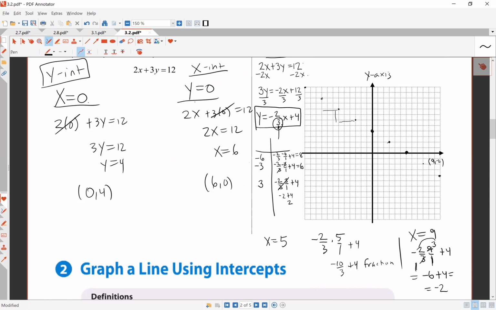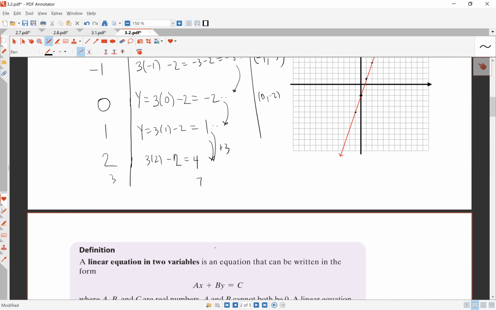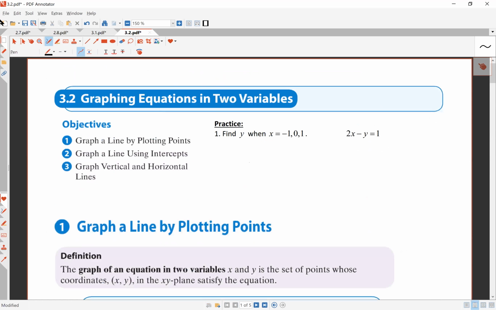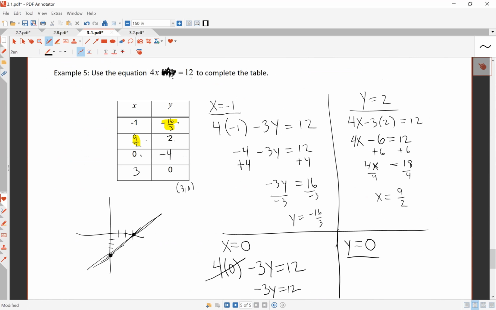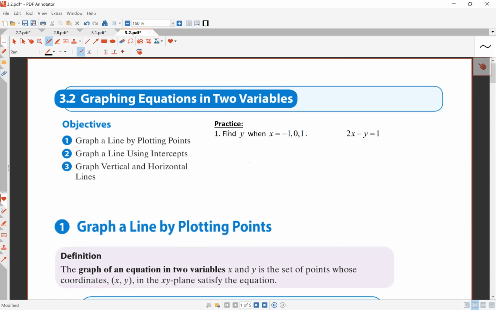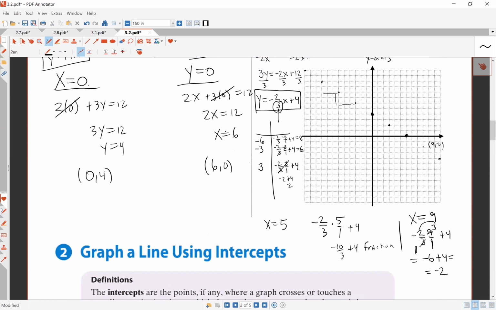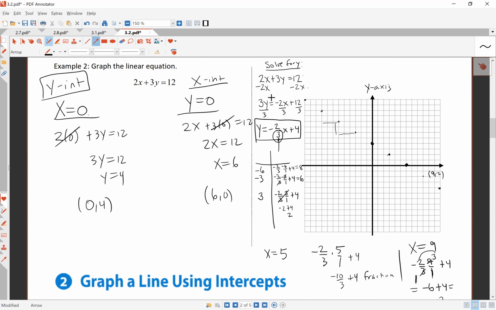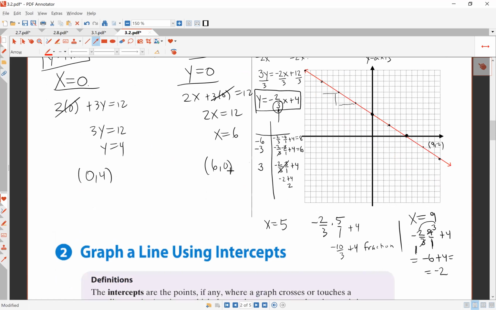Okay. Because remember what we were doing a little bit ago. Because I didn't solve for y on this problem and just plug these numbers in, I ended up with fractions. All right, so I need to connect those dots to the line. And there they are.